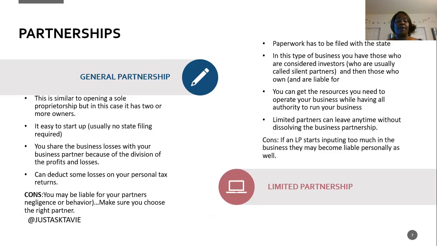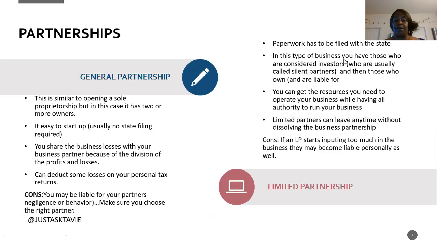The con about this general partnership is you may be liable for your partner's negligence or behavior. So it is very, very important that you make sure that you are going into a business like this with a reliable partner, and you discuss your overall behavior and negligence and how it would affect your business.